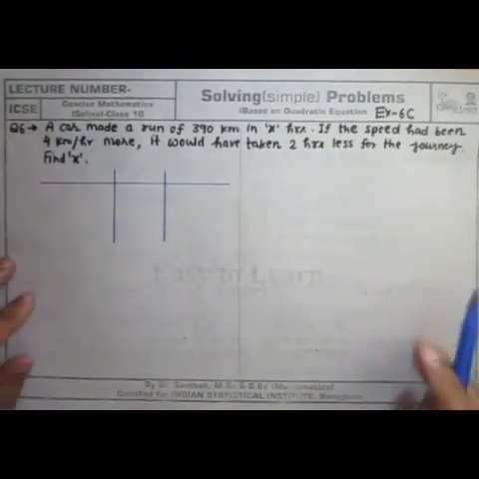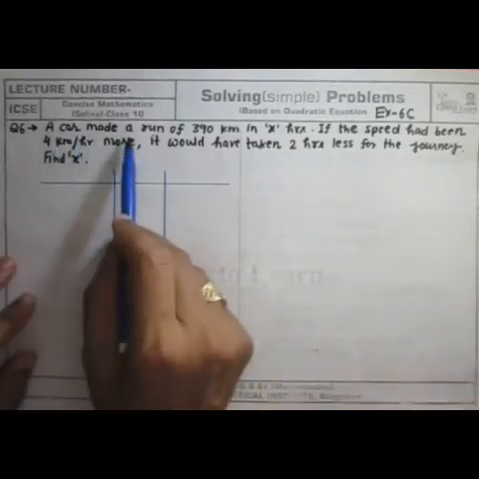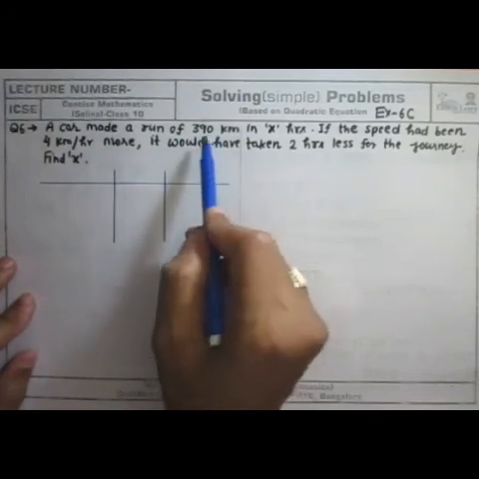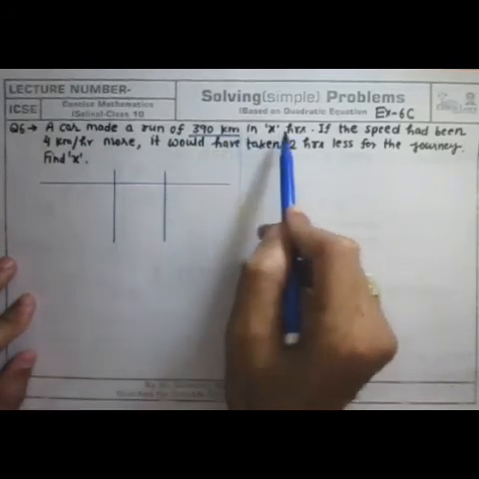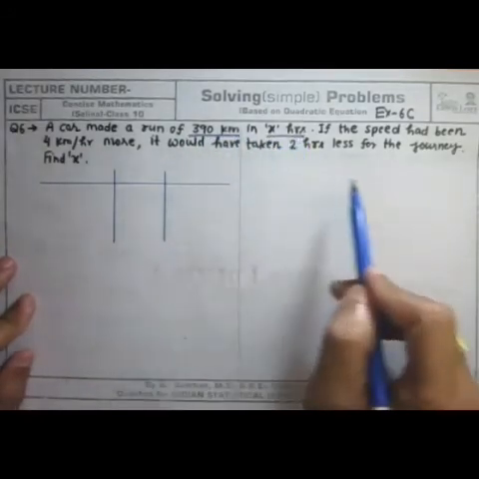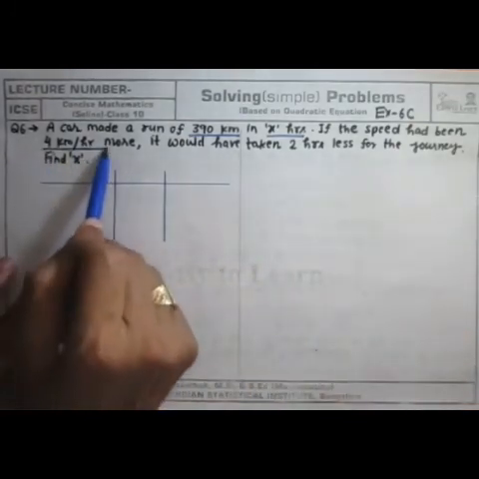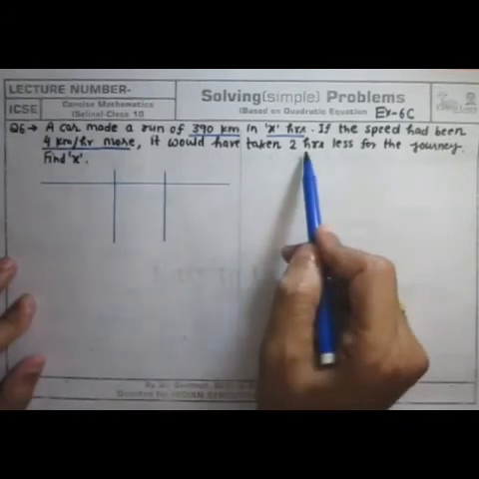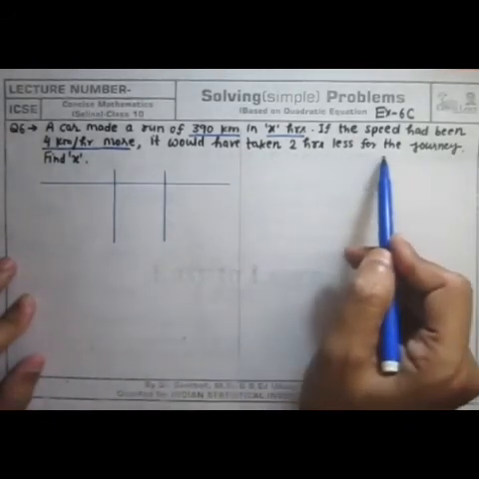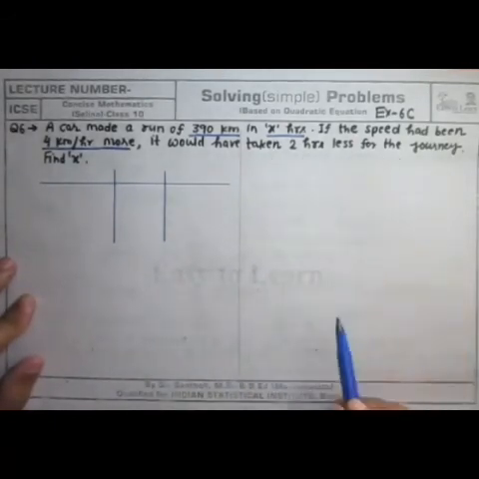Now question number 6. A car made a run of 390 km in x hours. If the speed had been 4 km per hour more, it would have taken 2 hours less for the journey. Find x.